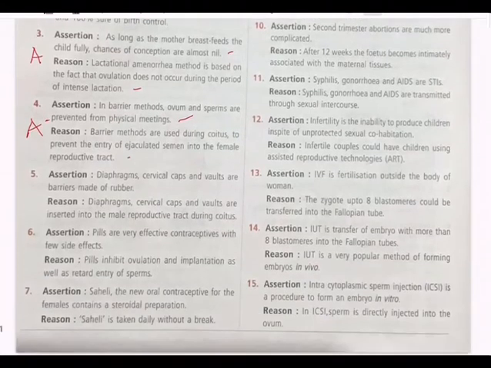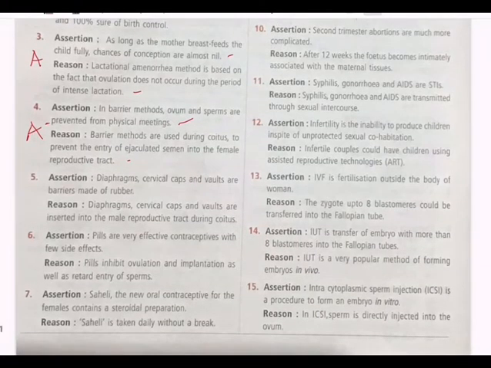Question number 5. Assertion. Diaphragms, cervical caps and vaults are barriers made of rubber. Reason: diaphragms, cervical caps and vaults are inserted into the male reproductive tract during coitus. Look at that. That must be wrong. So this has to be C.